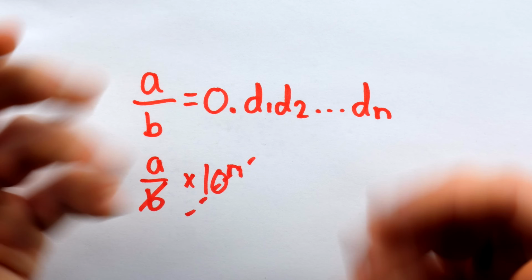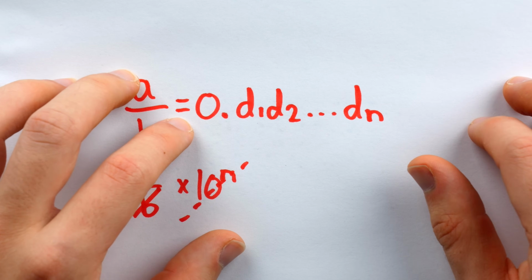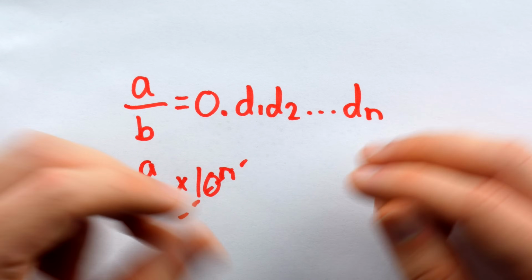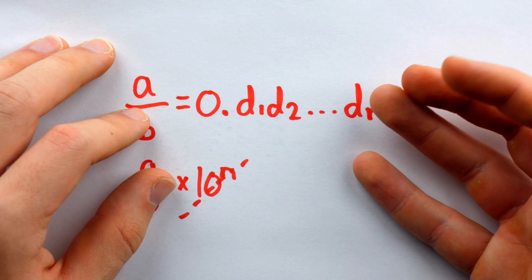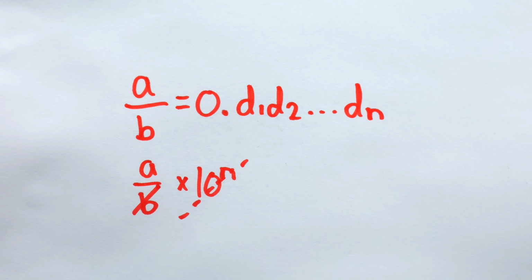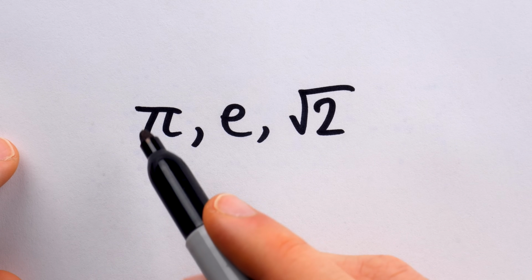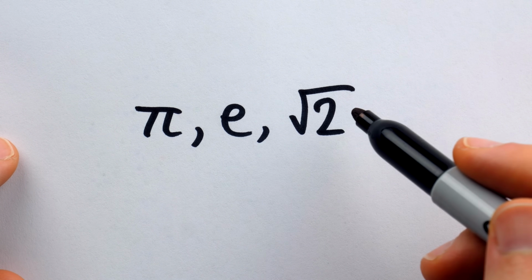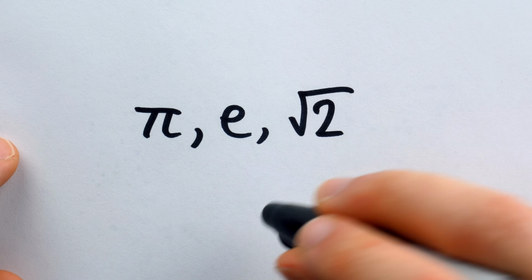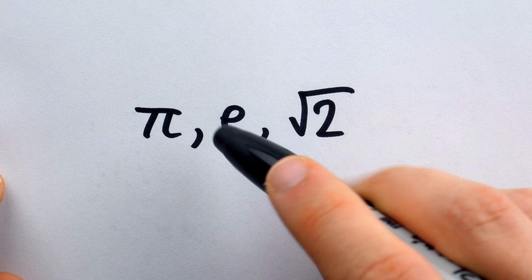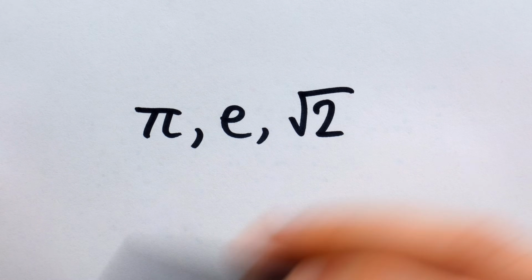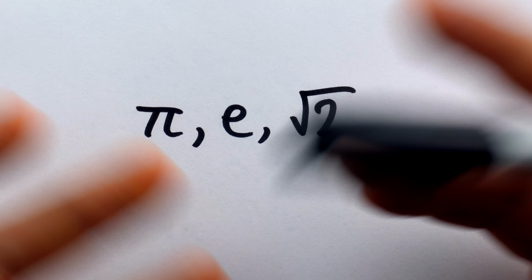But what about irrational numbers? An irrational number, like pi, has a decimal expansion that neither terminates nor repeats, and it can't be written as a fraction. Very famous irrational numbers like pi, e, and root 2, like I said, have decimal expansions that neither terminate nor repeat. So why is that? Why do these numbers have to have infinite decimals that don't repeat?